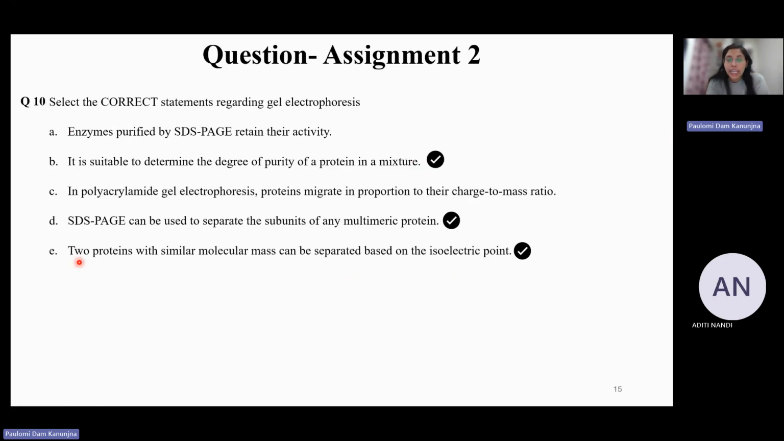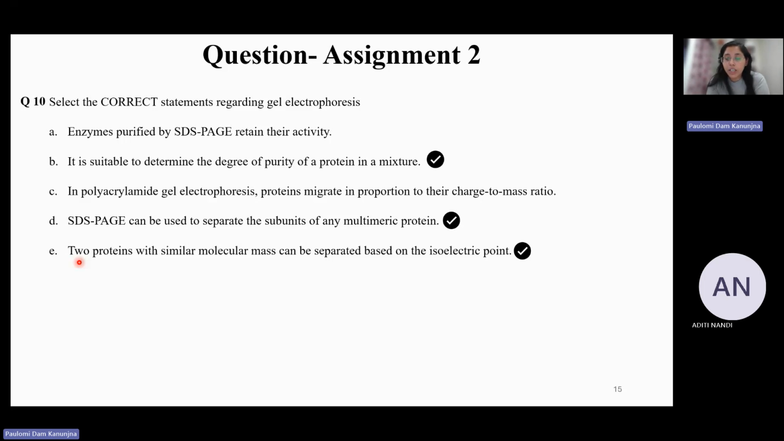So the first one says enzymes purified by SDS page retain their activity. This is an incorrect statement because if you remember, SDS page is a denaturing technique. SDS, which is sodium dodecyl sulfate, is used to linearize the proteins and give them a uniform negative charge, so it unfolds the protein, and then it resolves in the gel, right? If you lose the native structure of the protein, then its activity is also lost. So the first statement is incorrect, that we had got right.